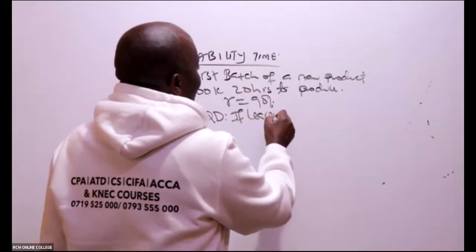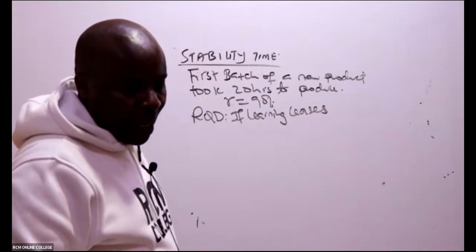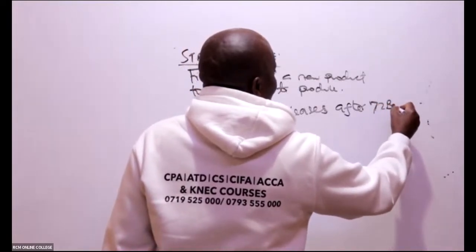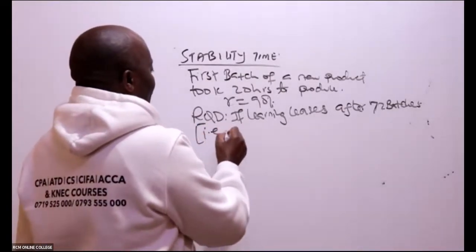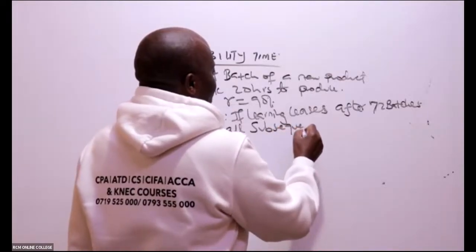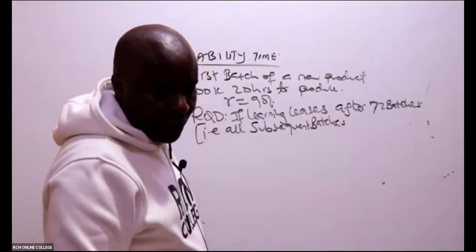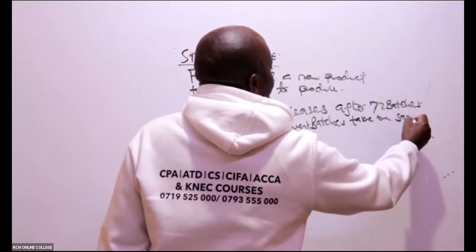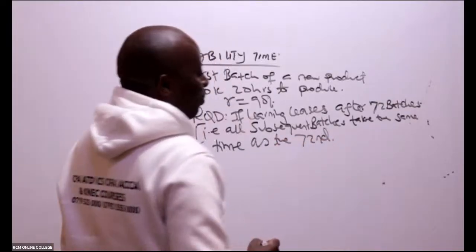If learning ceases after 72 batches, i.e. all subsequent batches take the same time as the 72nd. Full stop.